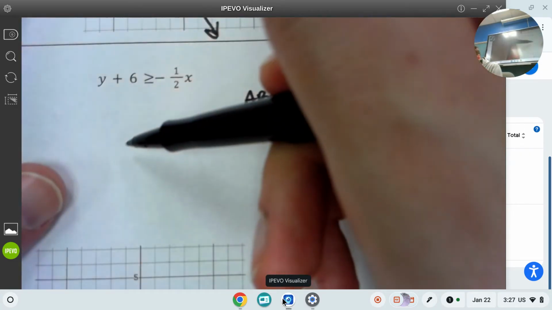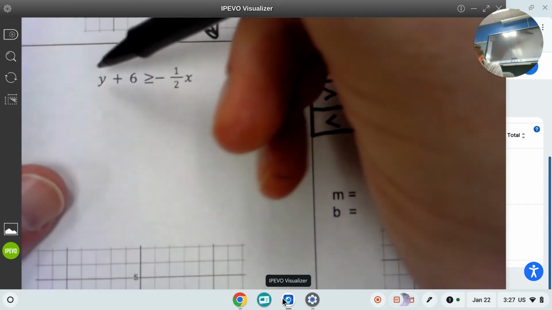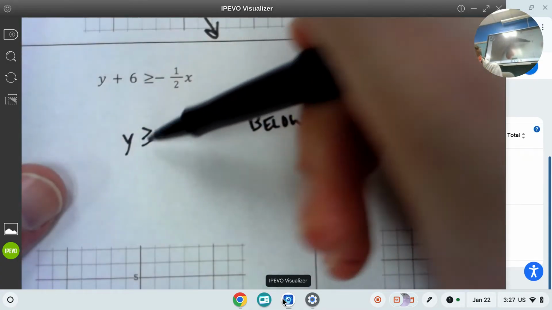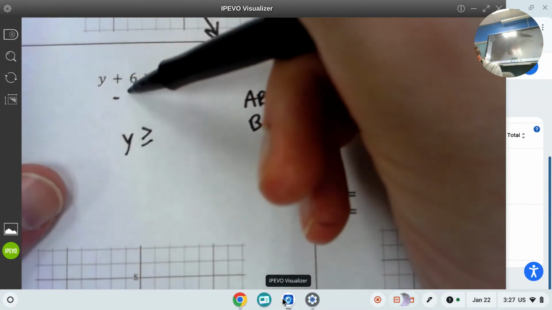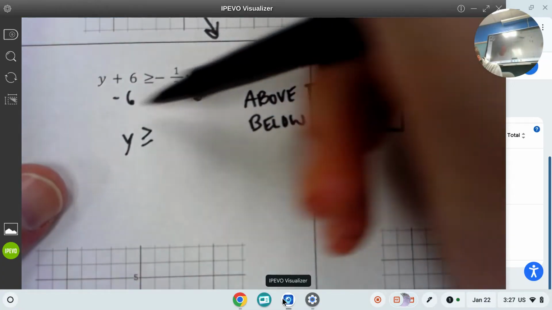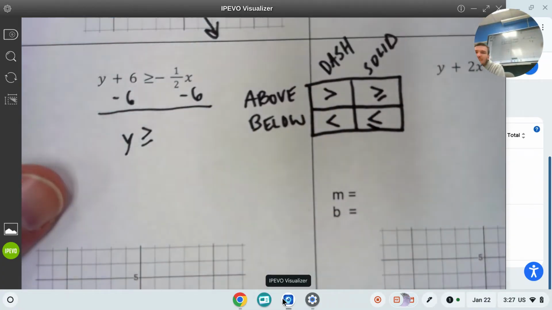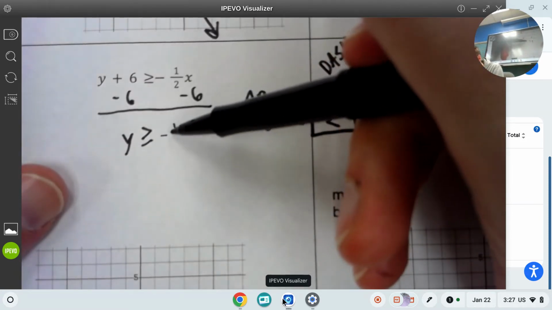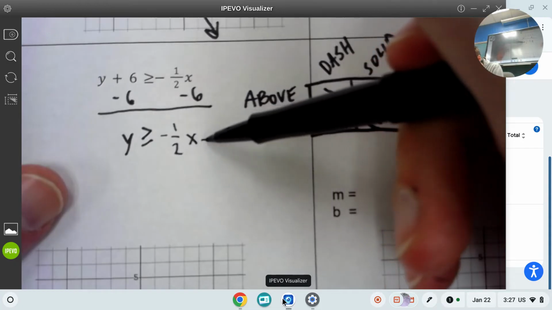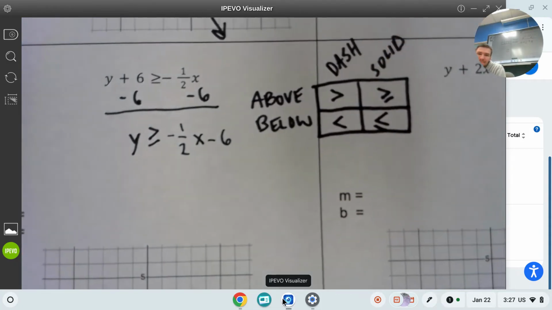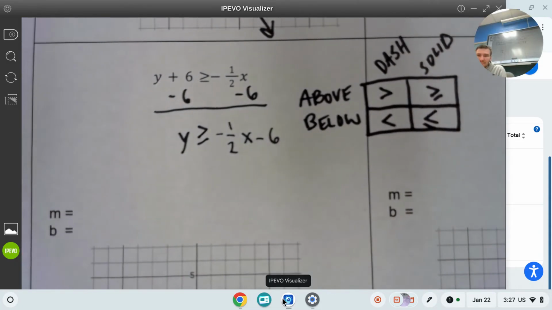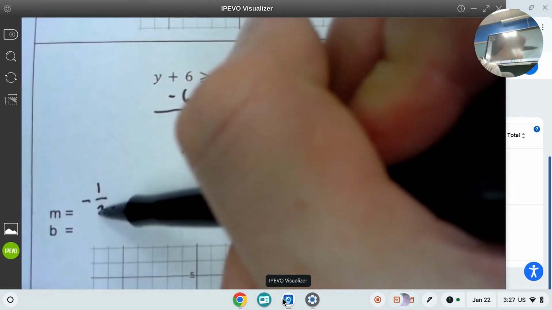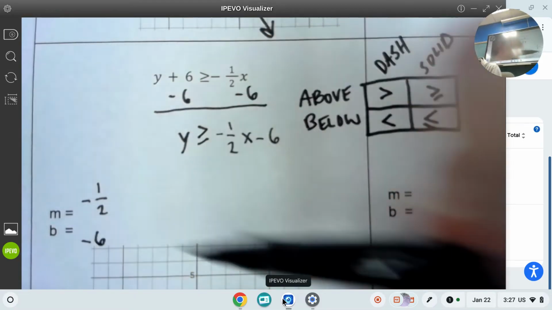Now, the second issue that we have for this question is that the y is not by itself. We need to get that y by itself, and so we're going to need to do a -6 on both sides. And when you do a -6 on both sides, they're not going to combine together with the 1/2. It's going to be totally separate. -1/2 x minus 6. And so let's get our m: -1/2, and our b: -6.